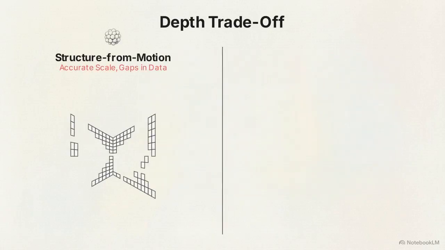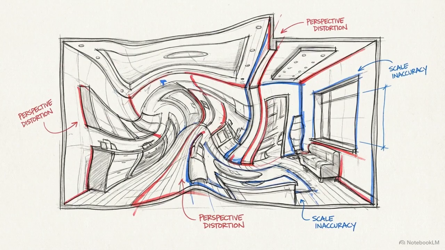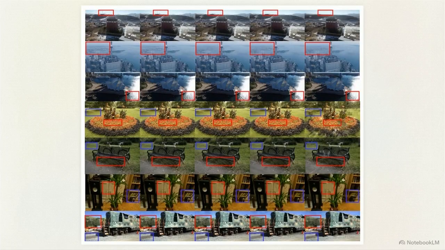This creates a trade-off. The old method mapped true physical scale, but left holes. The new depth map sees smooth walls perfectly, but loses the true scale. This distortion is a problem known as scale ambiguity. This technical breakdown shows how researchers mathematically align these conflicting systems.